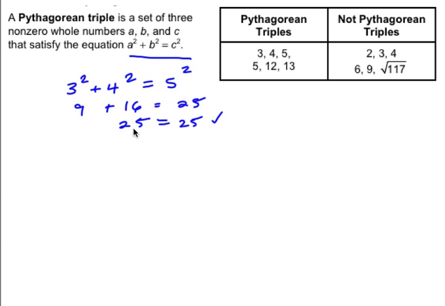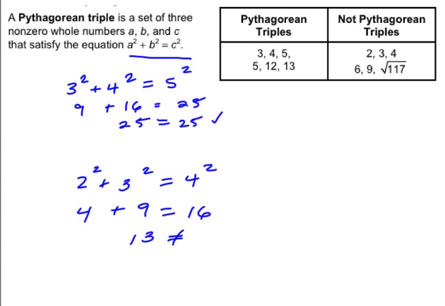If you look at 2, 3, and 4, if I took 2 squared plus 3 squared and made it equal to 4 squared, what we're going to see is we have 4 plus 9 equals 16. 13 does not equal 16. So it's not a Pythagorean triple. So a quick way to test it out is to go ahead and plug the numbers in and test to see if it's true.